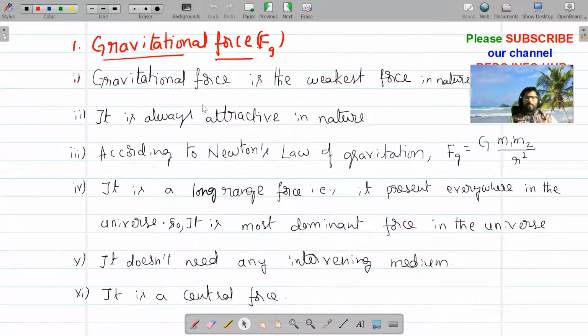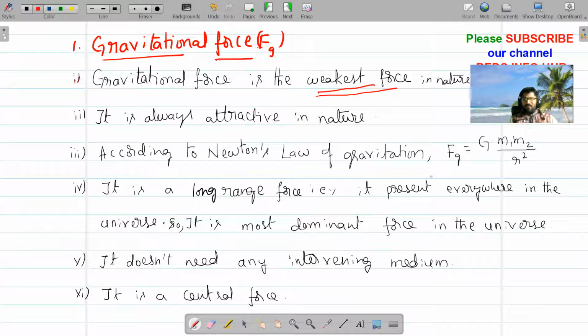See, gravitational force. I hope these points are clearly visible for you guys. Gravitational force is the weakest force in nature. Gravitational force is the weakest force in nature. You have to remember this, guys. And what is gravitational force?